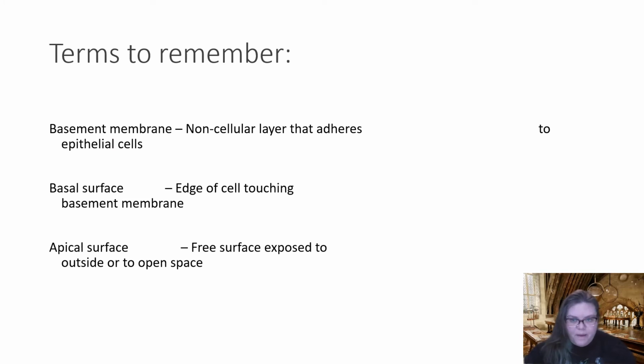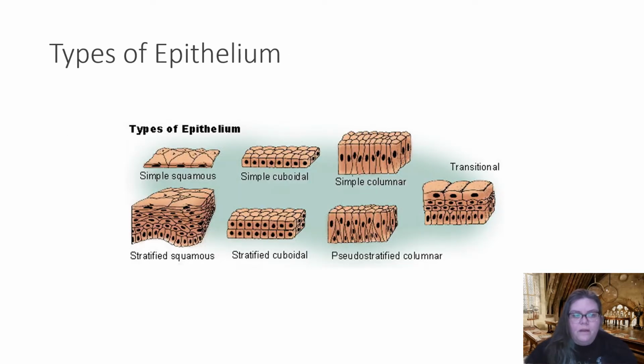Terms that you need to remember. The basal membrane, this is the noncellular layer that adheres to epithelial cells. You have the basal surface, which is the edge touching a basement membrane, and then the apical surface, the free surface exposed to the outside or open space. So those will help you in trying to define where your cell is. Okay, I talked about epithelial.